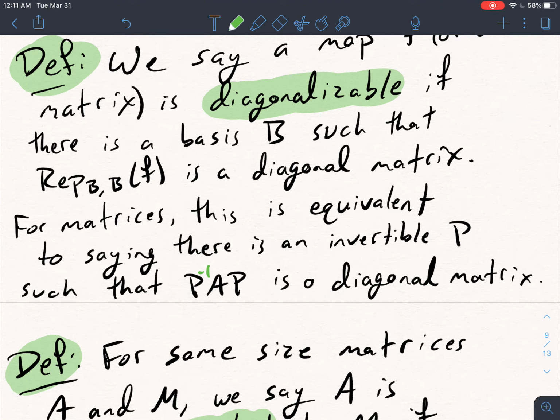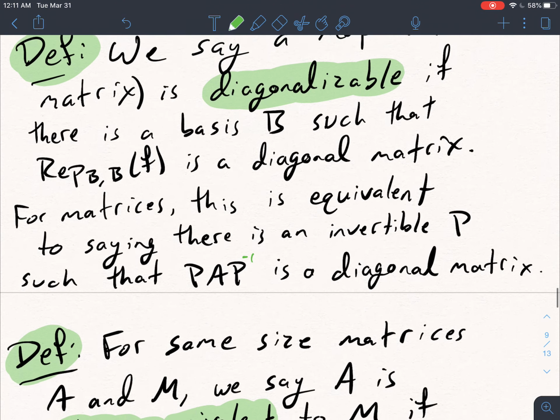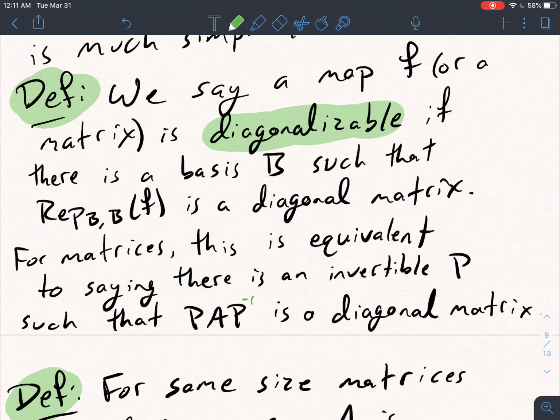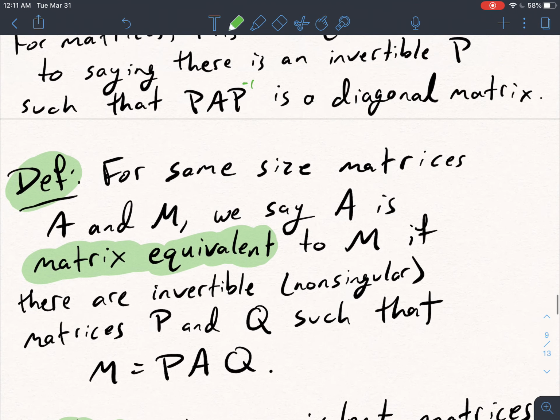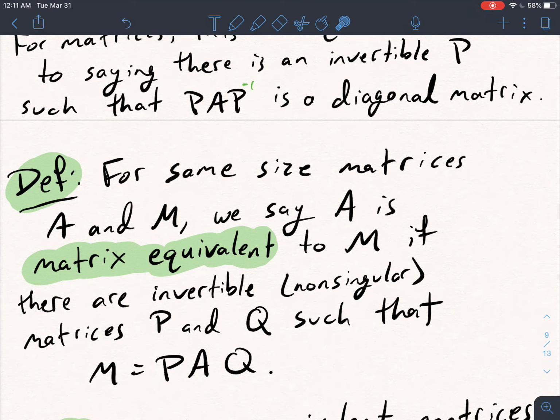So you could have also said that P inverse AP is a diagonal matrix, and it doesn't change the definition at all. Where you put the inverse doesn't matter because P is invertible, so you could have just replaced this whole thing with Q, which was equal to P inverse, and then you'd have QA Q inverse, or whatever. So it doesn't really matter. But the inverse could go here or it could go here in your definition.